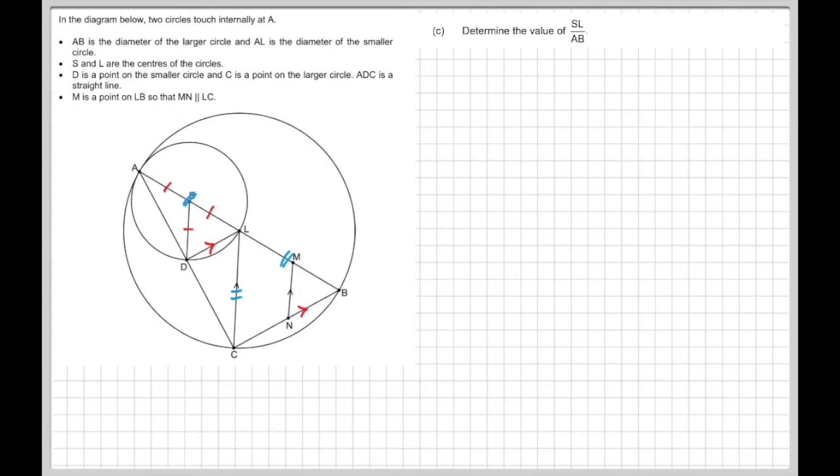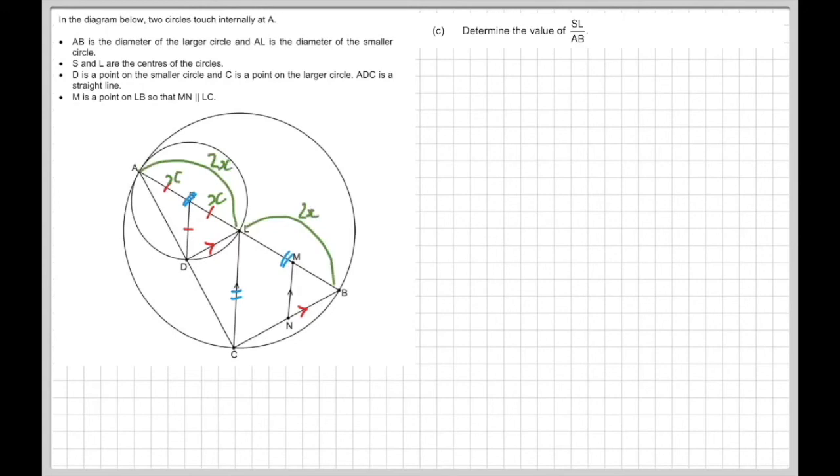But let's quickly have a look at the next question. The question is, determine the value of SL over AB. Whenever an examiner asks me a ratio like this, what I love to do is bring in X's and Y's. So for instance, let's bring in an X for SL. Well, then I've got quite a few things that actually come into play here.